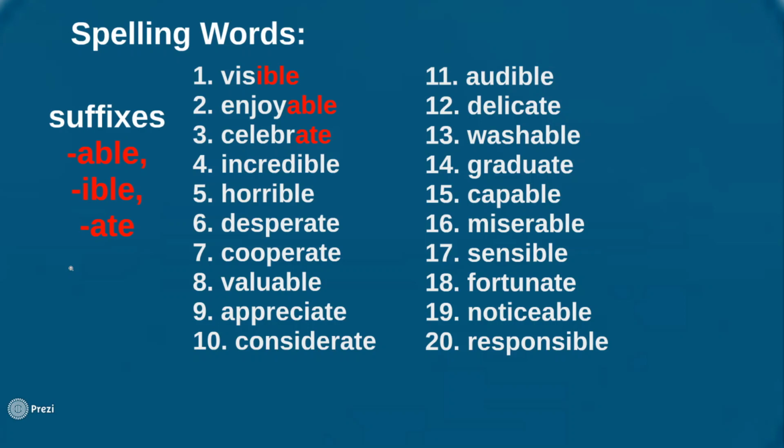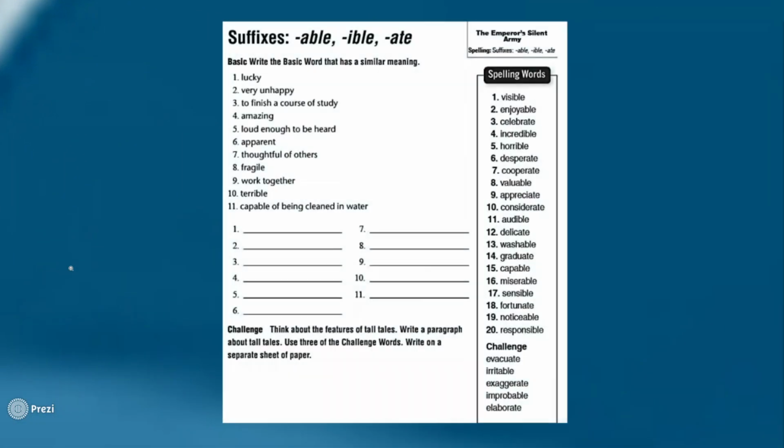So if you're done copying and memorizing and studying, let's go to the activities for the spelling. So first activity is this one. So you're going to write the basic word that has similar meaning, which means synonyms. So they should have the same meaning. So for example, lucky. Which of these words from 1 to 20, it means lucky. Okay? So you can use Google or your dictionary at home or the glossary of your book to answer this activity. Very unhappy. Which of these words means very unhappy or have the same idea or same meaning? To finish a course of study. Alright? So if you're done with this, you go to the next page.